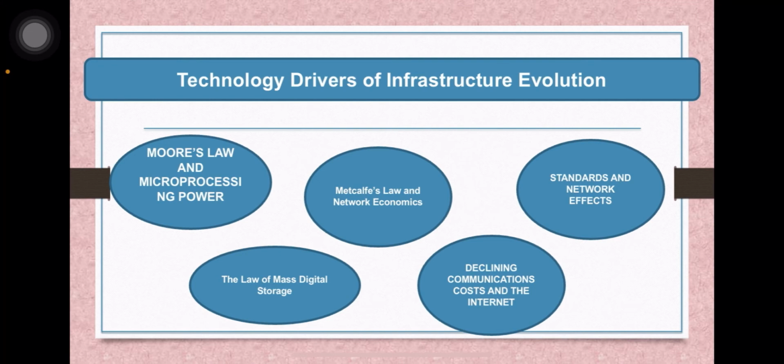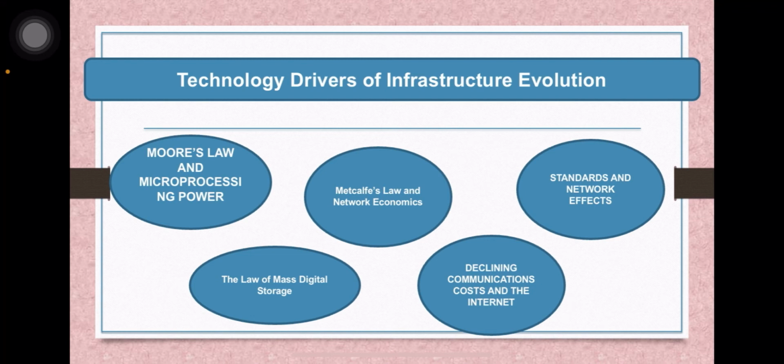Then, next is Metcalfe's law and network economics. Moore's law and the law of mass storage help us to understand why computing resources are now so readily available. Why do people want more computing and storage power? The economics of the network and the growth of the internet provide some answers. Demand for information technology has been driven by the social and business value of digital networks, which rapidly multiply the number of actual and potential links among network members.